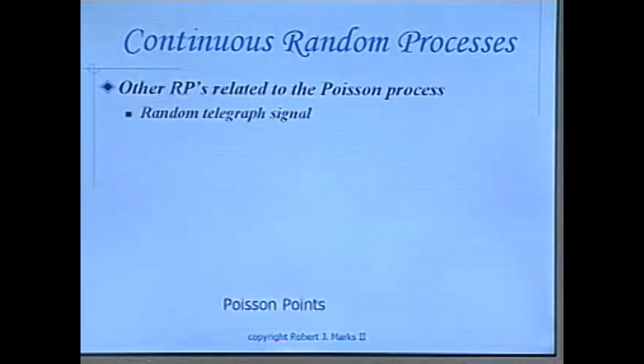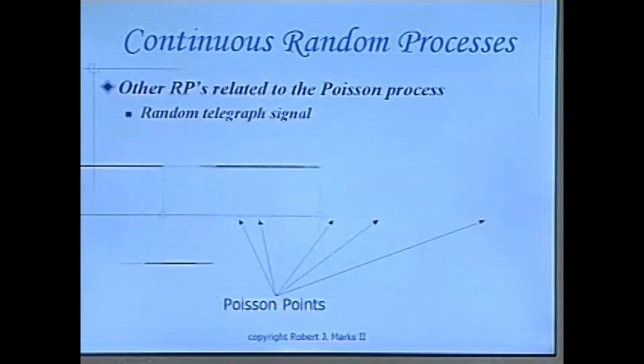Now you notice what we've done for the Poisson counting process. We've taken Poisson points and done counting according to the Poisson points. There are other random processes which can be related to Poisson points. A classical one, and we're going over some classically used stochastic processes, both in probability and motivated by their application, is the random telegraph signal.